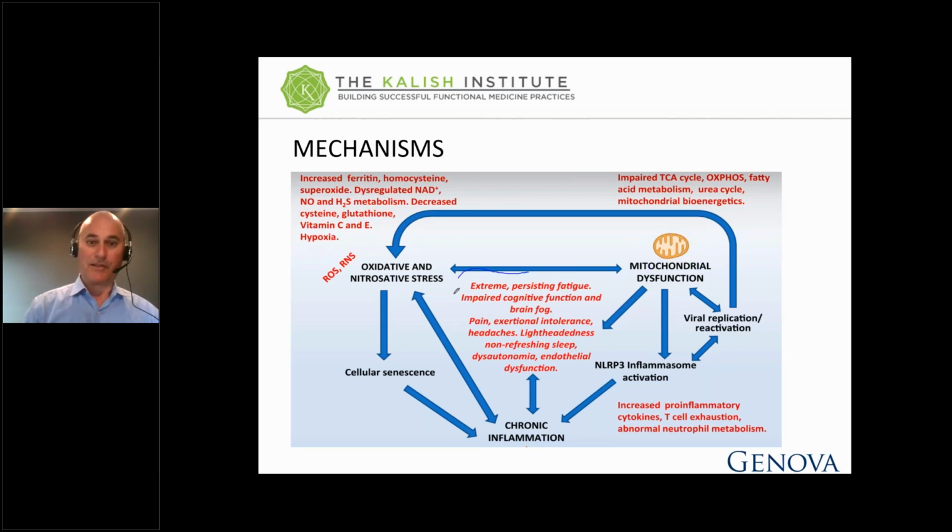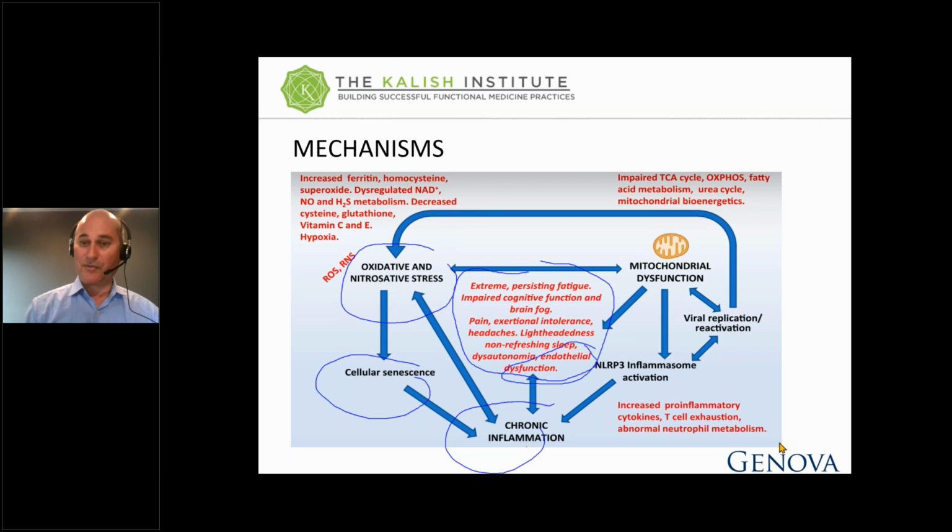And then here are the symptoms that they're talking about with the long haul, right? Extreme persisting fatigue, impaired cognitive function and brain fog, pain, can't exert, can't exercise, having headaches, lightheaded, dysautonomia, and I think this one's super important, endothelial dysfunction. That's where nitric oxide comes in. Okay, all these things kind of going together. Enough oxidative stress, cells start to die, people get inflamed, and all this bad stuff starts to happen.